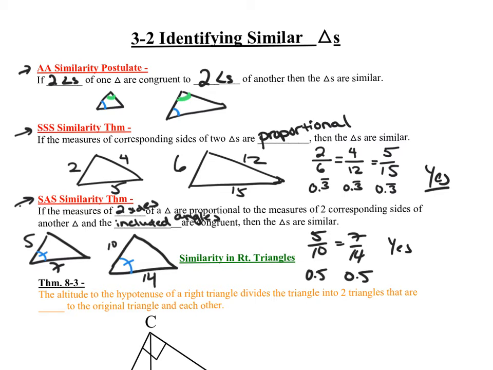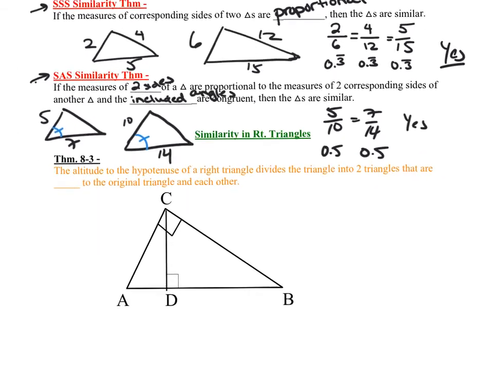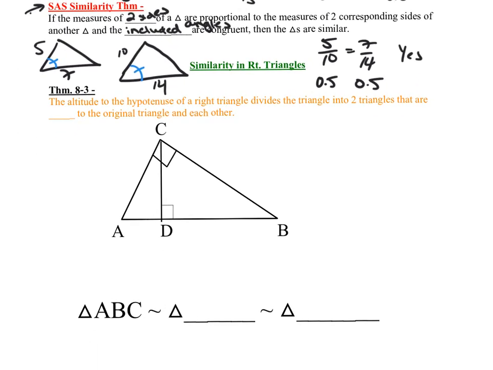In right triangles, there is a special case, and it says that if the altitude, I'll actually go down here so we're a little bit better. If the altitude of the hypotenuse of a right triangle divides the triangle into two triangles that are similar to the original, then they're similar to each other. So if we have the altitude to the hypotenuse, then we are dividing the triangle into two similar triangles because all three of them are right triangles.